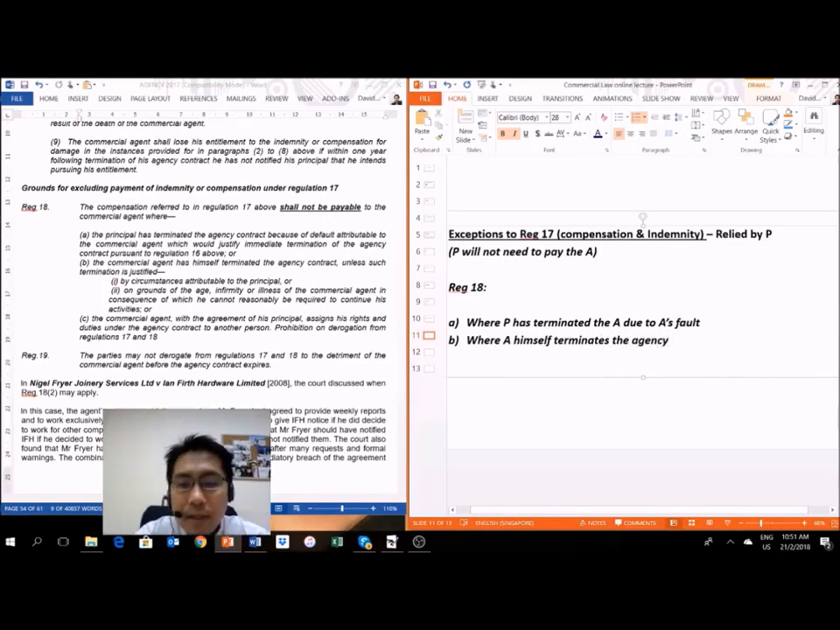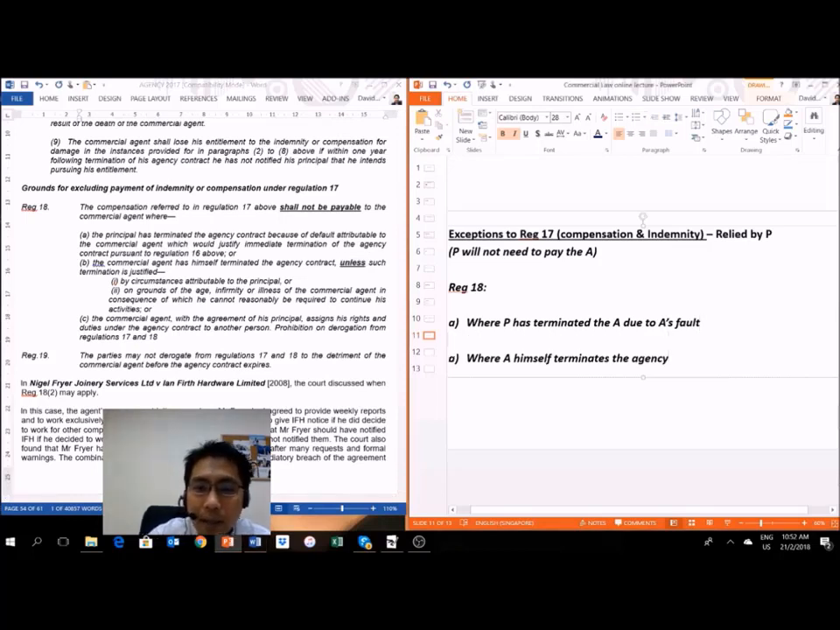Now obviously, if this is a case where A himself had terminated the agency, then he should not be given any compensation. We understand this. But then you see here, unless. The unless tells you how there is an exception to the exception. So this unless part is applicable only to B. So I put here unless.